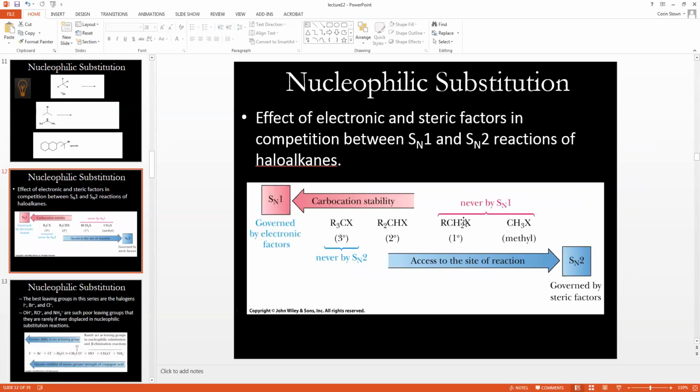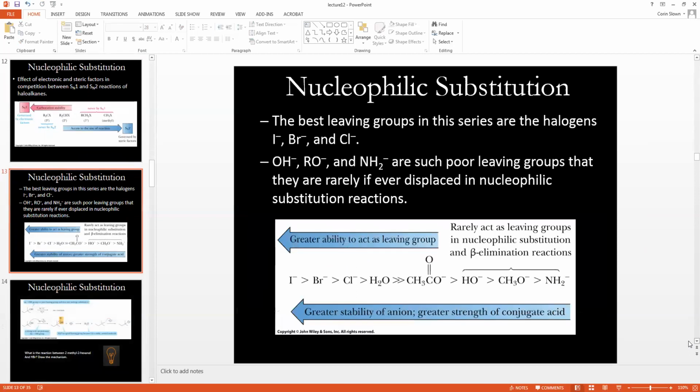So if we think about this in another way, really what we're saying is SN1 is always going to be governed by how stable the carbocation is, whereas SN2 is going to be governed by steric factors. How easy is it to access the site of a reaction? So when we're thinking about this in terms of nucleophilic substitution, the best leaving groups in a series are going to be our halogens.